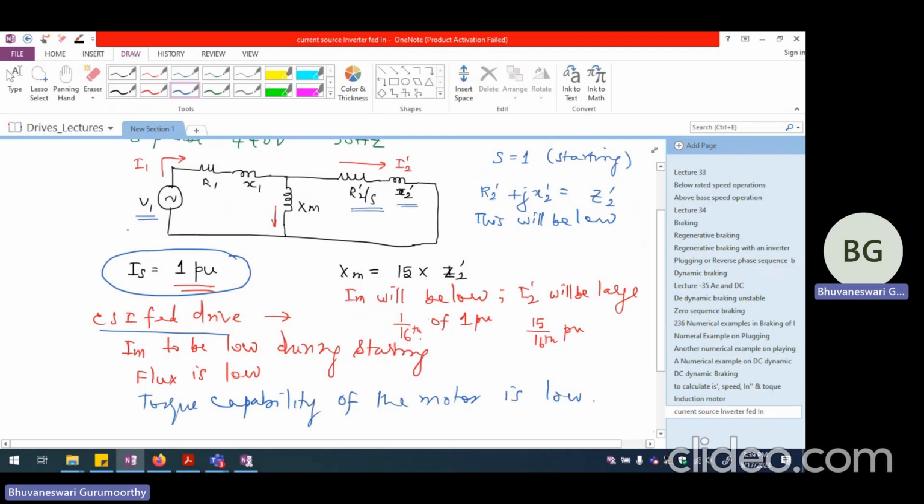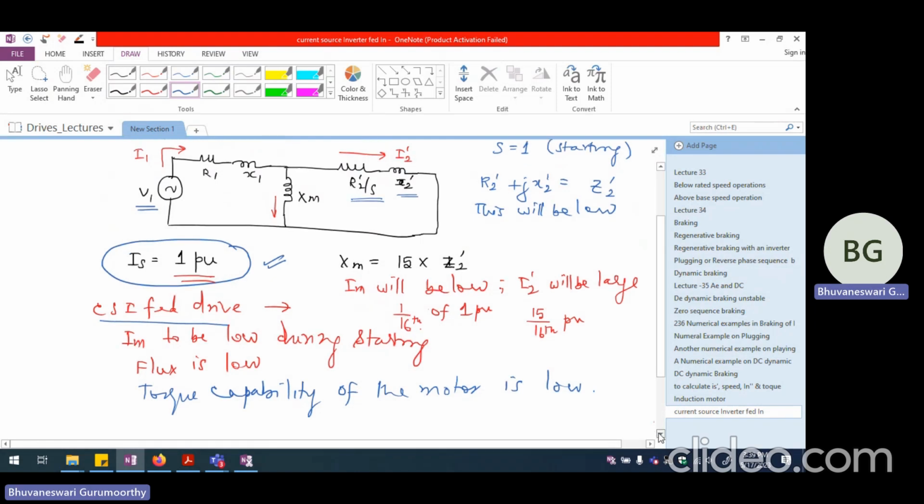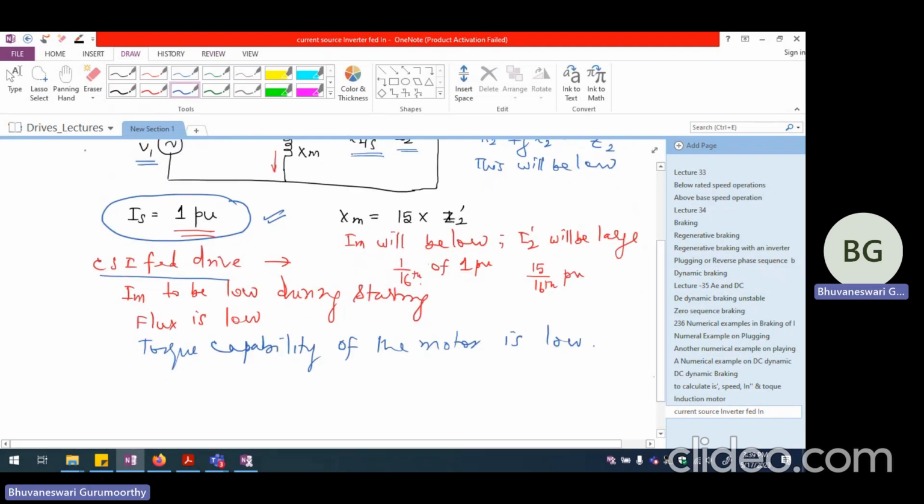Whereas when I talk about a CSI fed drive, the current is limited to 1 per unit or 1.5 per unit, because of which I'm not going to be able to see a good amount of torque being produced during starting. So the starting torque or starting performance of the CSI fed motor drive is not going to be as good as the voltage fed induction motor drive. That is for sure.